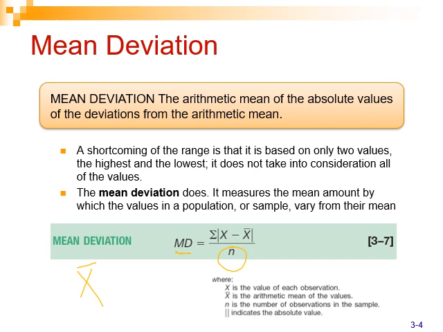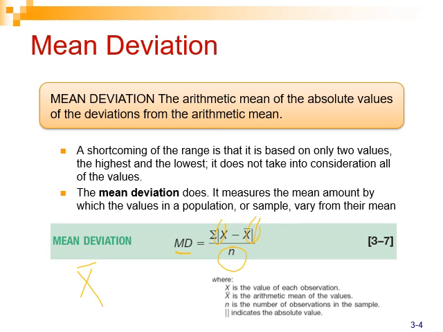is equal to the summation of the absolute value of x minus x bar, divided by n, where x is the value of each observation, x bar is the arithmetic mean, and n is the number of all the observations in the sample. And of course, you know that the two vertical bars mean the absolute value.